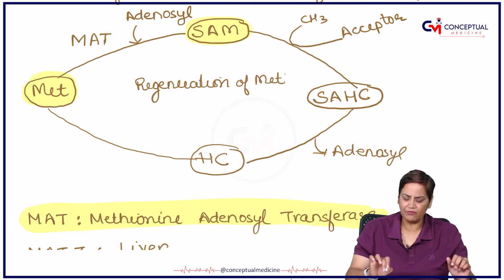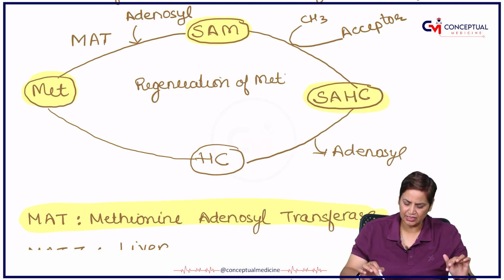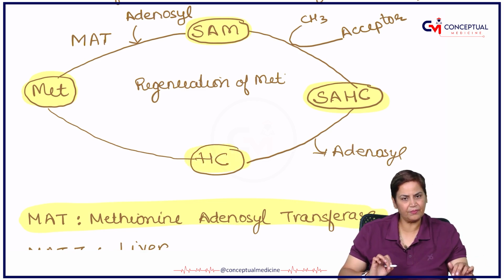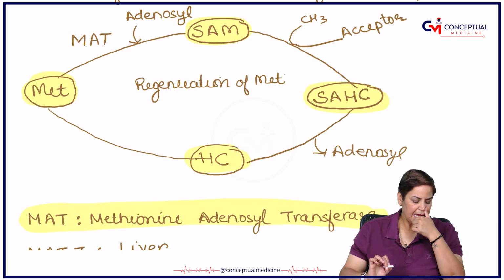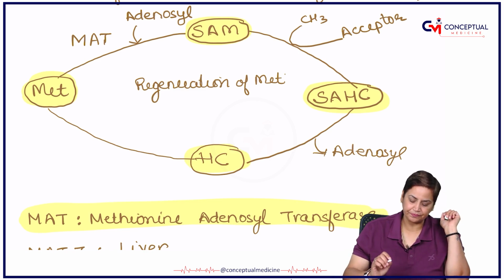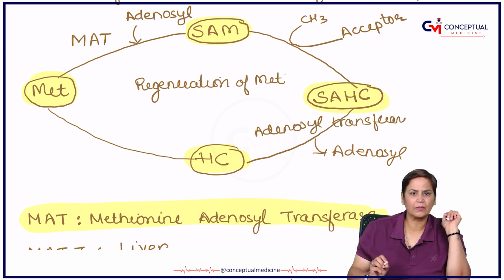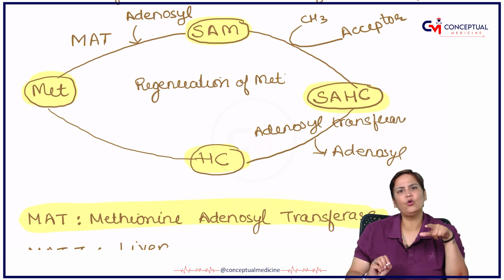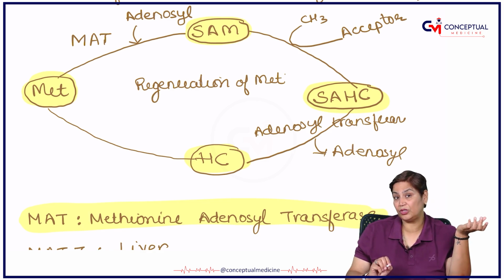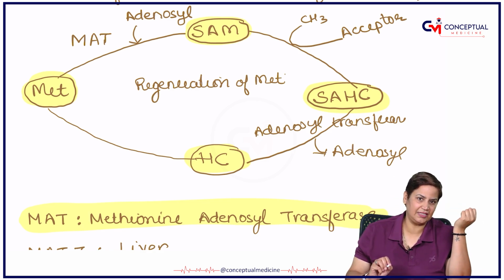Now this SAM, once it gives the methyl group, is converted into S-adenosyl homocysteine, as I have written, and this will be converted into homocysteine. Clear? And methionine is regenerated back. Here the enzyme is adenosyl transferase. Now the question is how homocysteine is converted into methionine and how cysteine is derived.